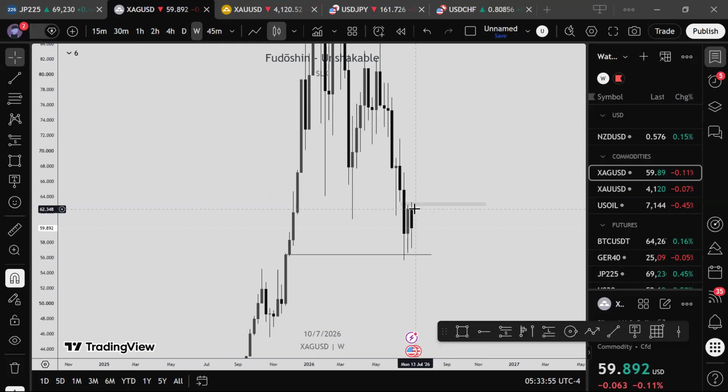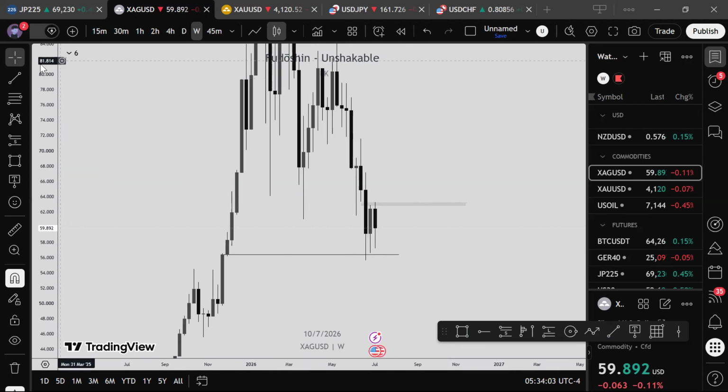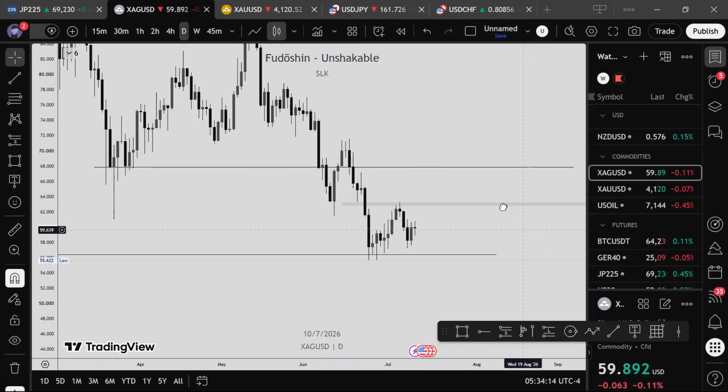Yeah. So this is it, right? Last week swept the previous weekly high. The low is still standing. It looks like we're overall bearish, especially on the weekly. So if we go down to the daily, do we have a breakout to the downside? We don't.